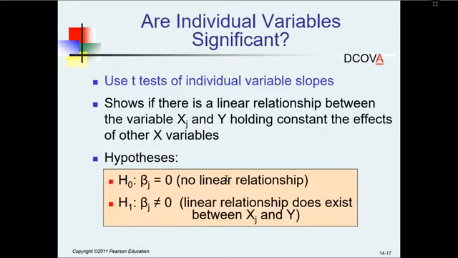Then lastly, suppose H naught is rejected. When H naught is rejected in our previous test, what does it mean? It means either price or advertising, or both of them, are contributing significantly to the prediction of sales.